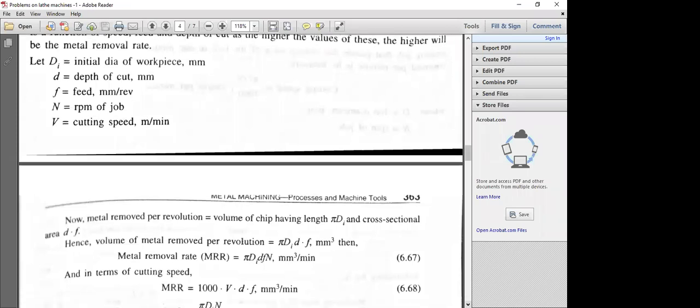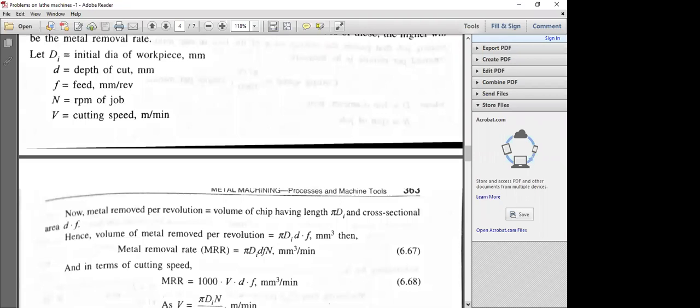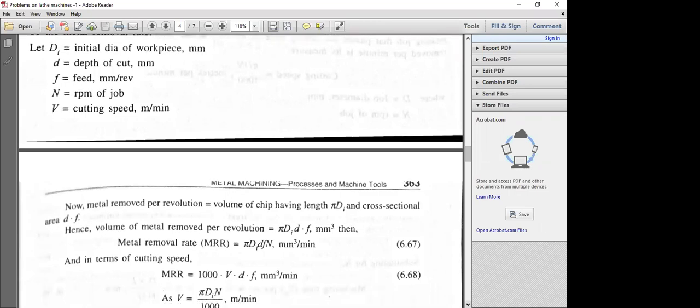What is the volume of metal removed per revolution? It is the volume of a chip having length pi Di, into cross-sectional area. Length is pi Di, and cross-sectional area is D into F, that is the depth of cut into feed. So the volume of metal removed per revolution will be pi Di into D into F. Volume is in mm cube.